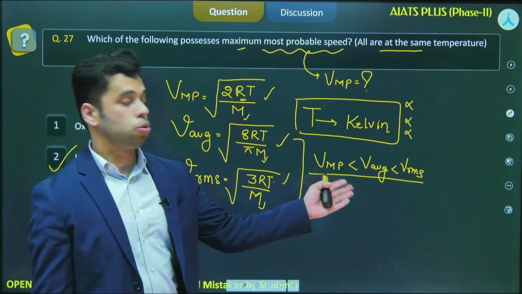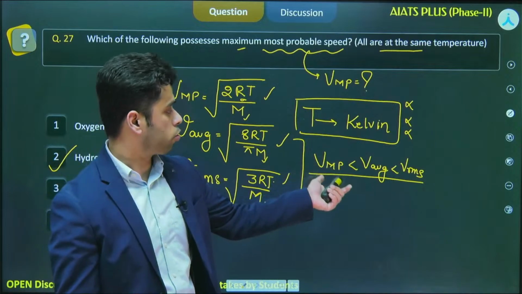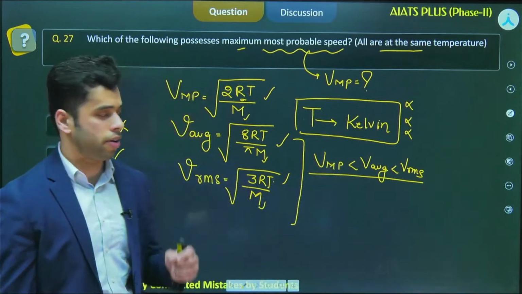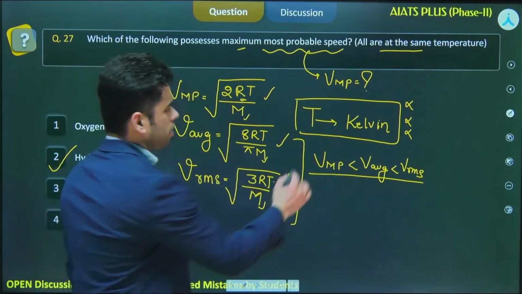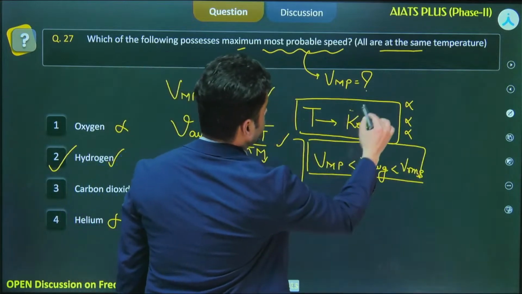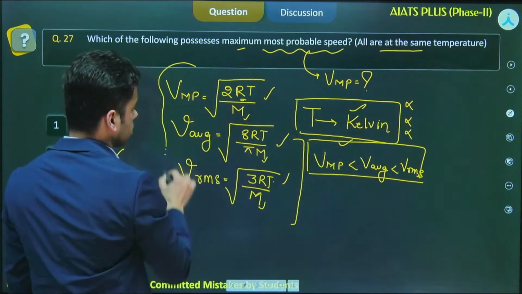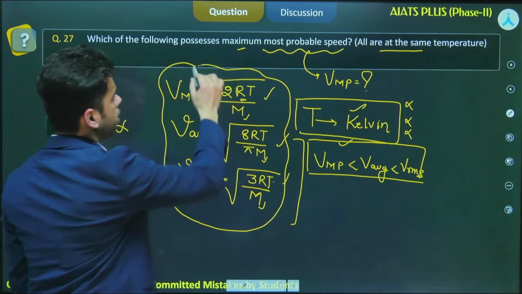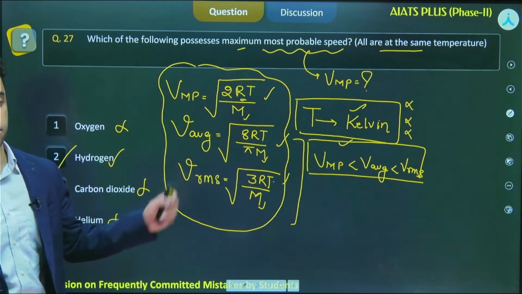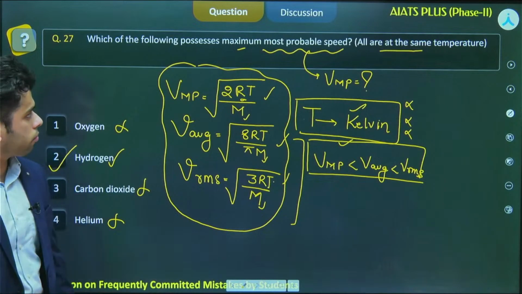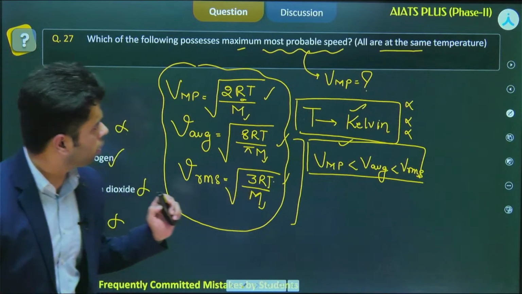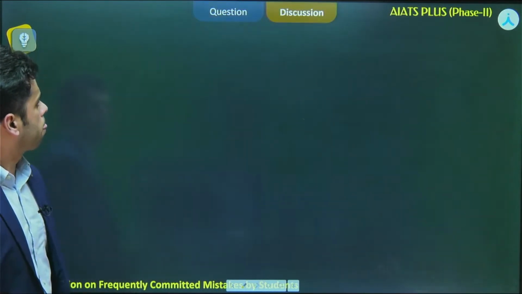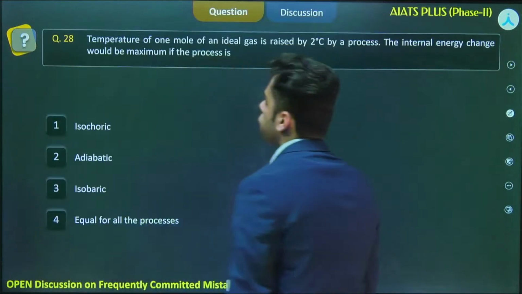You can also keep this in mind for solving. Maybe they could make you the comparison of most probable, average, and RMS for the same gas. So all these three formulas are the things that you need to keep in mind. If you want to take the screenshot, you can. And with this, I end this question and I'll move to the next problem, which is right in front of you.